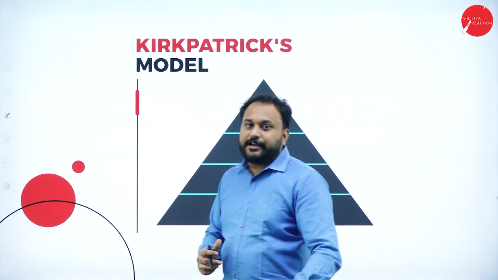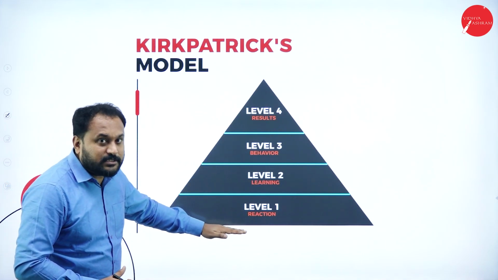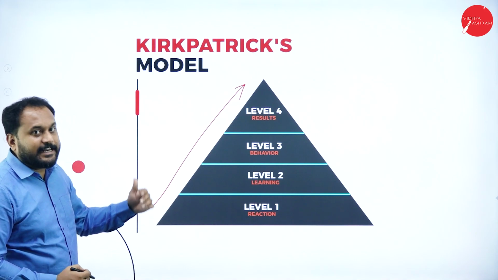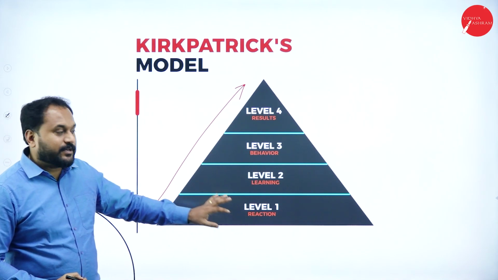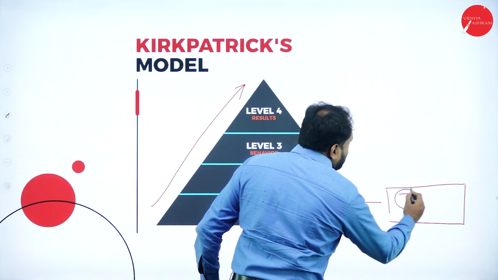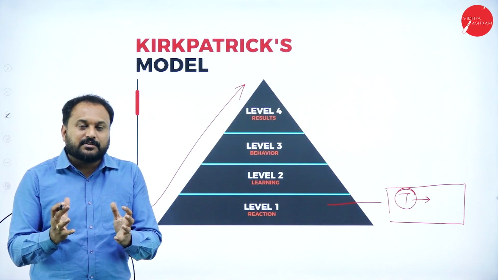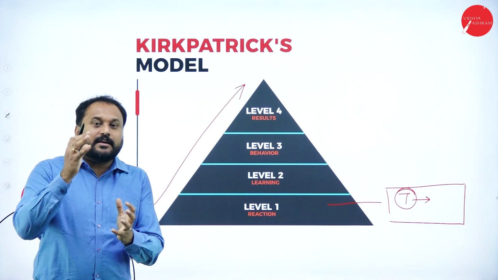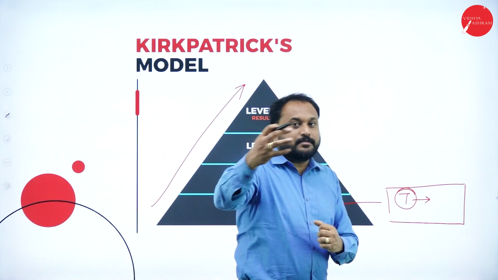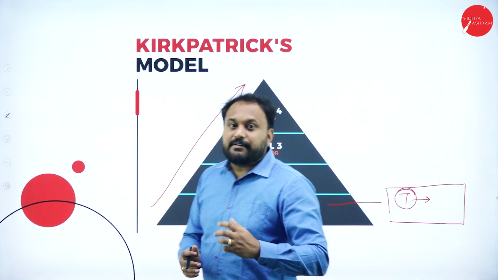This model is divided into four stages. Please do understand, the first stage is from the bottom to the top, exactly like Maslow's hierarchy theory, isn't it? The first level is reaction. Here the trainer who has trained gives a session. Was that really helpful or not? Did he engage them really well? Did the crowd feel good about this training? All that reaction you will get after the training is done.